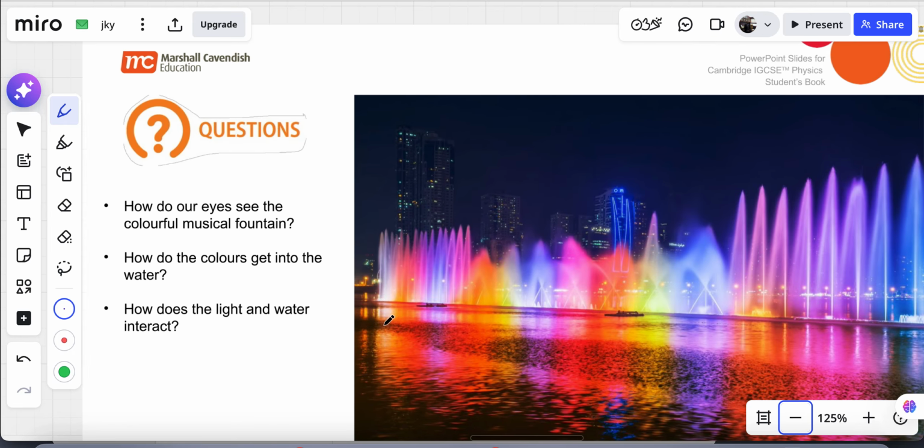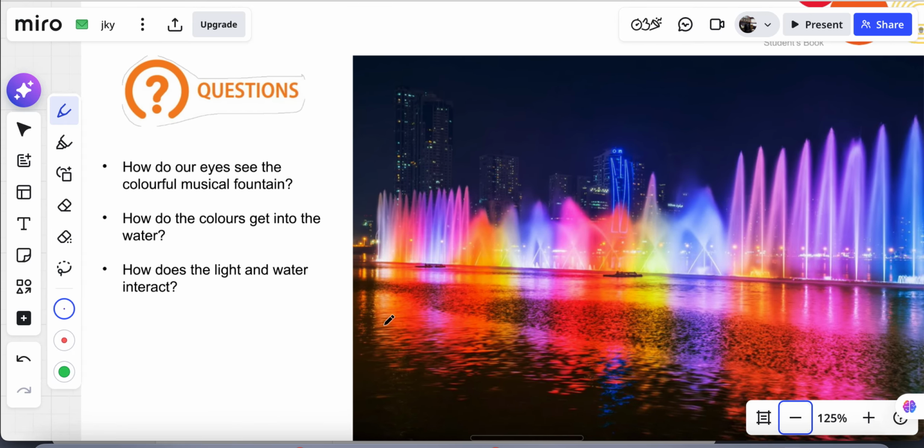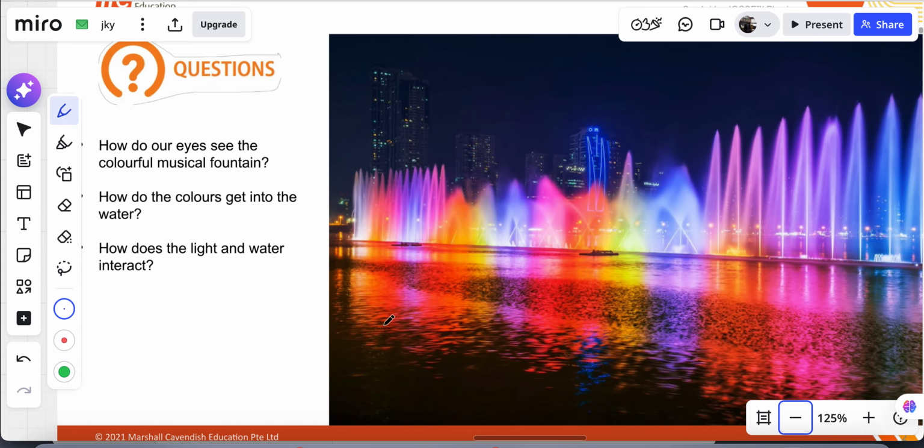Now, before we delve into light proper, let's take a look at some of the colors, because light comes in different colors. Now, how do your eyes see the colorful musical fountain? Assume this is a colorful musical fountain. How do our eyes process them? We see them in shades of different colors, right?